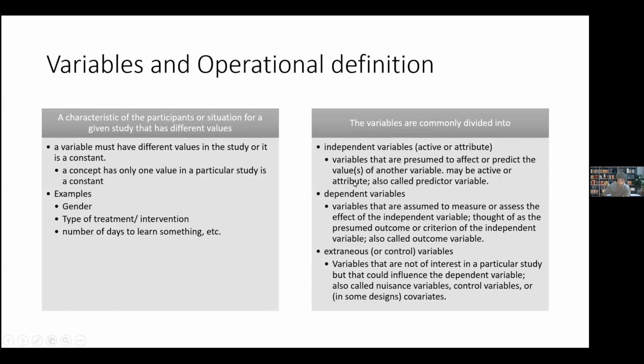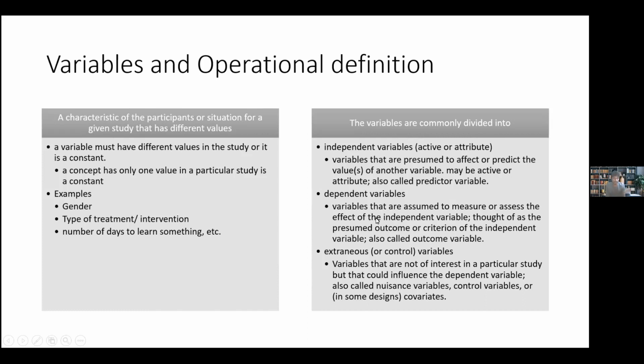The dependent variable is assumed to assess the effect of the first one, the independent variable. If you change, let's say, the level of caffeine consumption of a person, the person sleeps less or sleeps more. Here sleep would be the dependent variable and the level of caffeine consumption would be the independent variable. This is thought to be the outcome variable or the criterion of the independent variable. Hence it is called the outcome variable. This is what we study in the end. This is what the effect is. The independent variable is the cause.